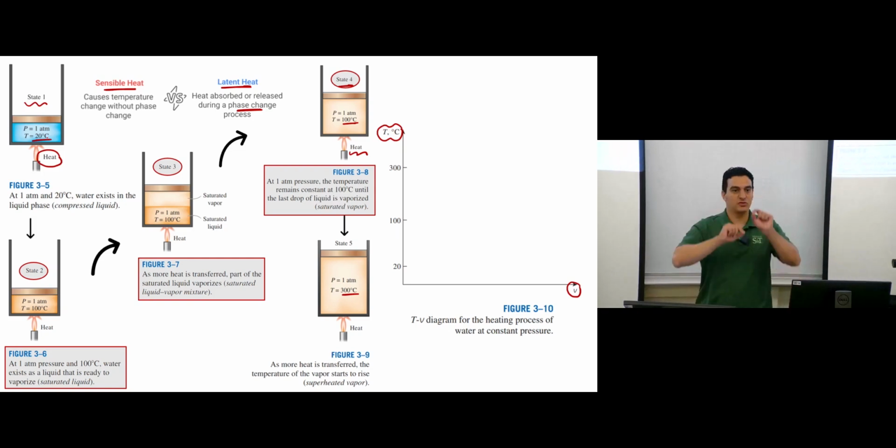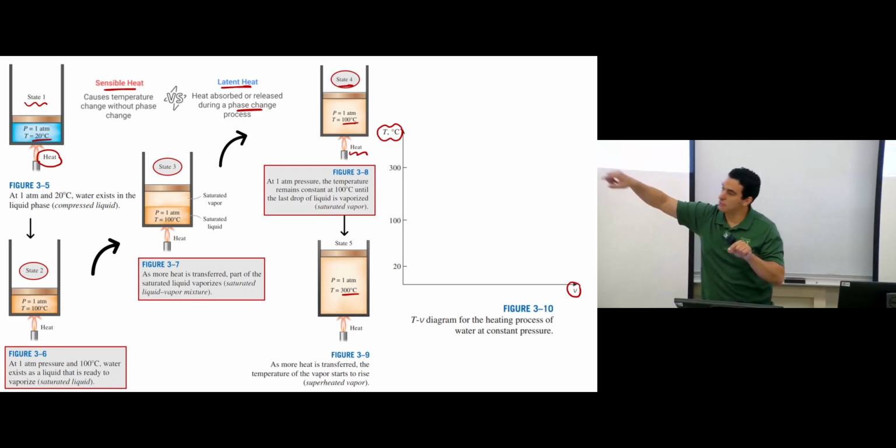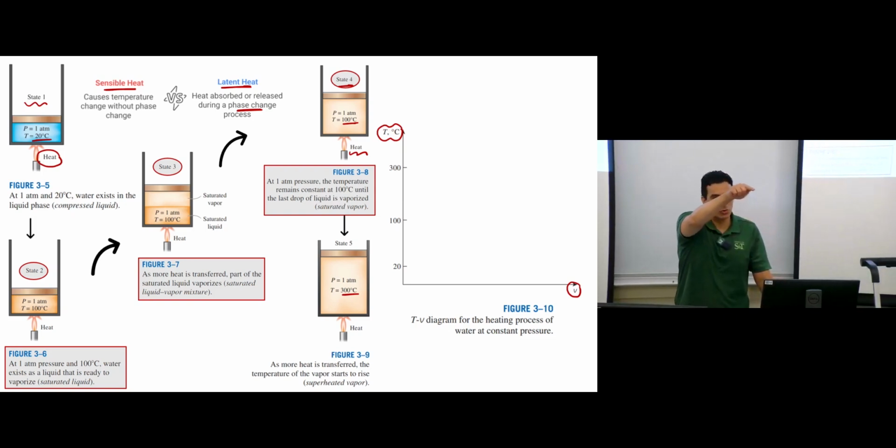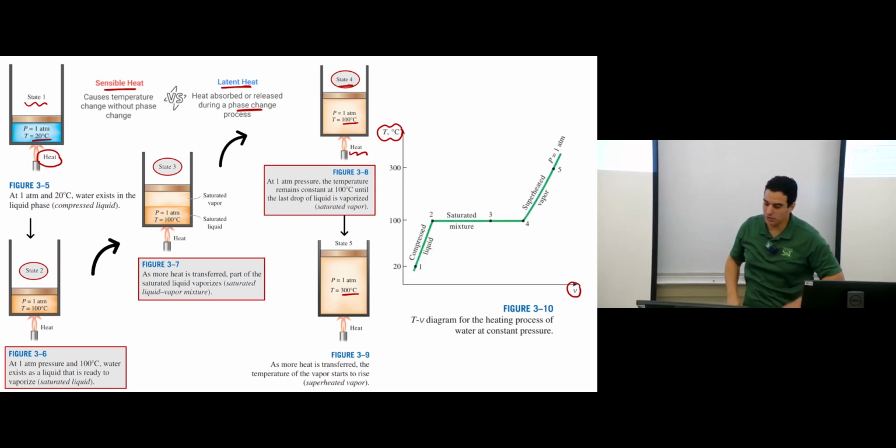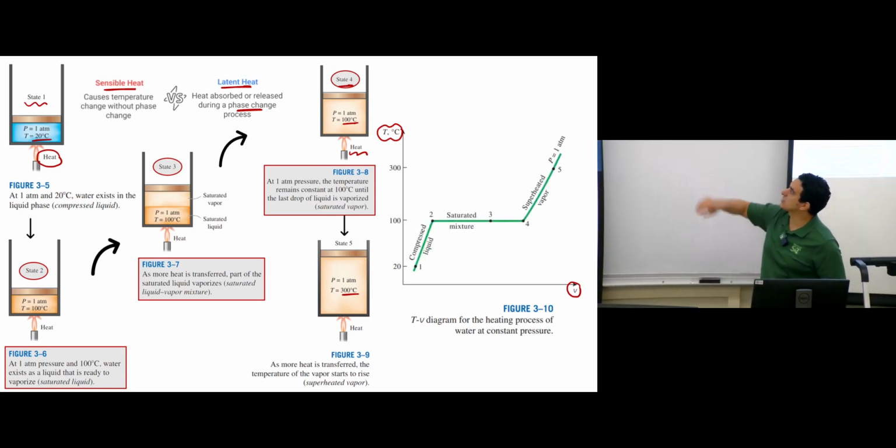Let's assume you need to plot the temperatures you have here. So you have 20 degrees Celsius at state number 1. Then the temperature will increase to 100 degrees Celsius, which is state number 2. Then from state 2 to state 3, do we have any temperature change? No. So we have a horizontal line. From 3 to 4, no temperature change. Once we have state number 4, and we want to go to state number 5, then the temperature will start to increase again.